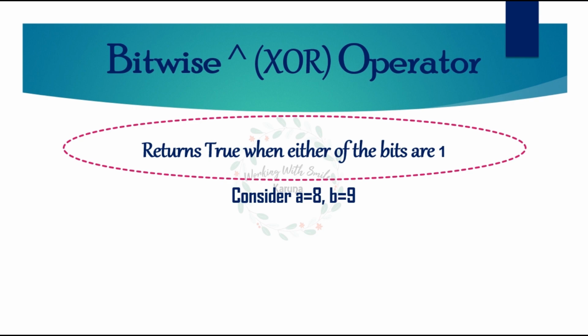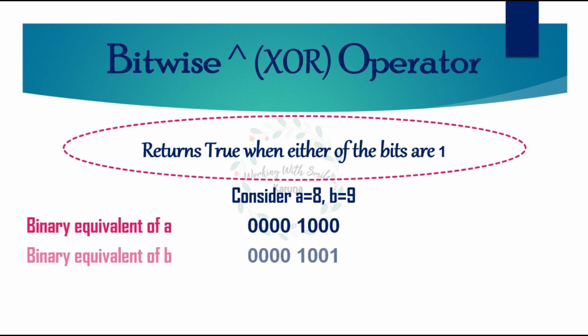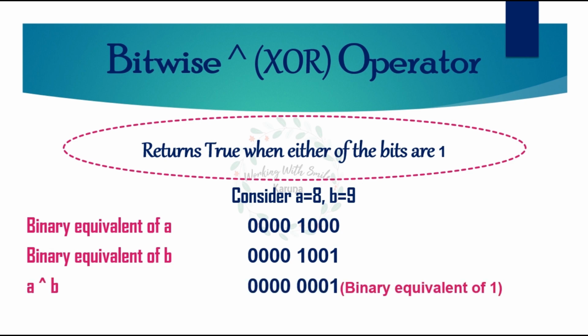We have a variable A with value 8 and B with 9. These are the binary equivalents of A and B. If I write A XOR B, you can see wherever the bit of A and B was 1, it has been changed to 0. But when the bit of A was 0 and B was 1, it has given a digit 1. The final number that comes out as the result of this XOR operation is the binary equivalent of decimal number 1.